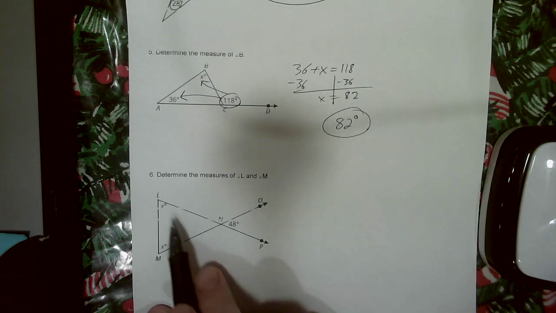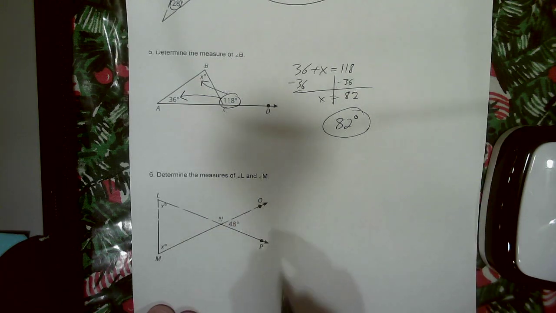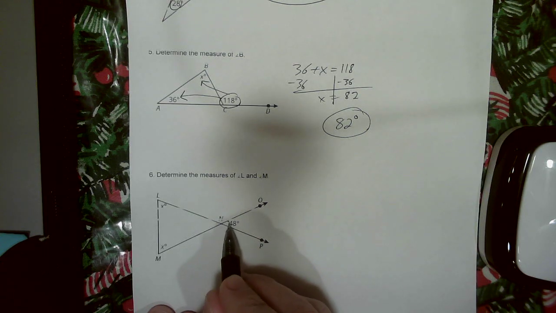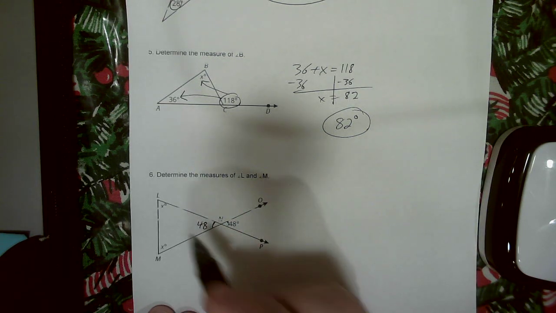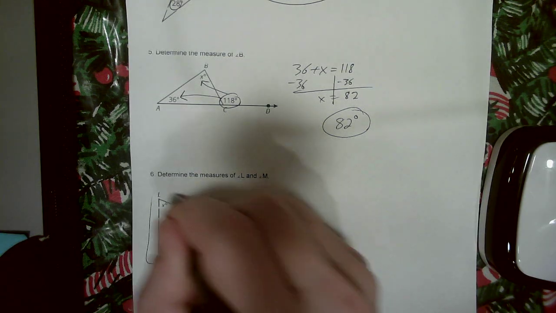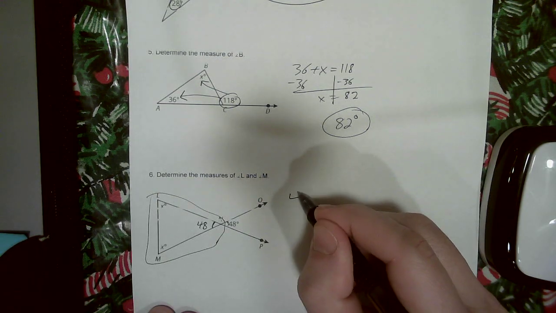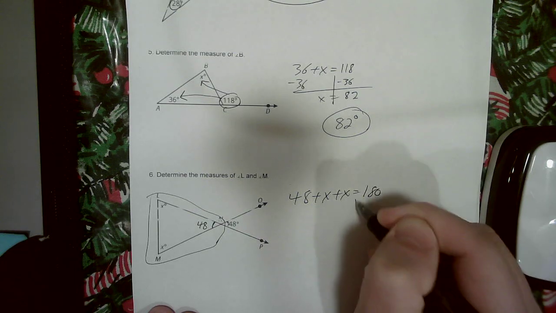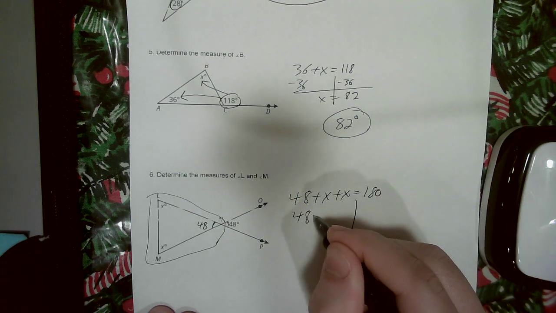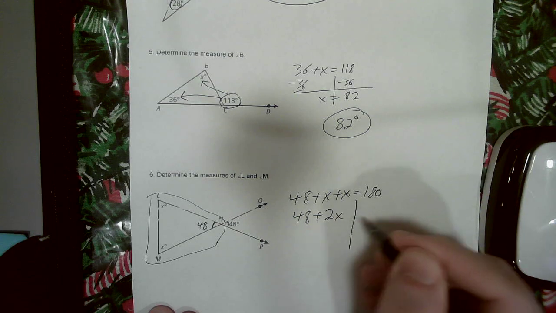Last one on this page. Now this one's a little bit tricky. The thing I need to remember here is vertical angles. This angle here is the same as this angle over here. So this is 48. Now I've got this triangle to look at. So I have 48 plus x plus x equals 180. Now I have to remember my like terms. x plus x is 2x.